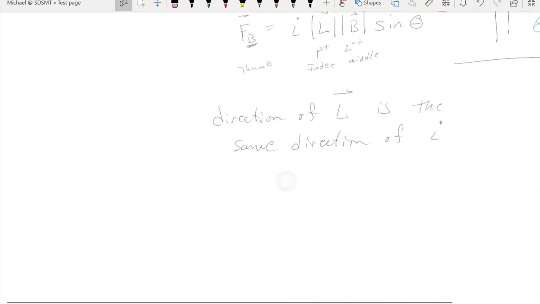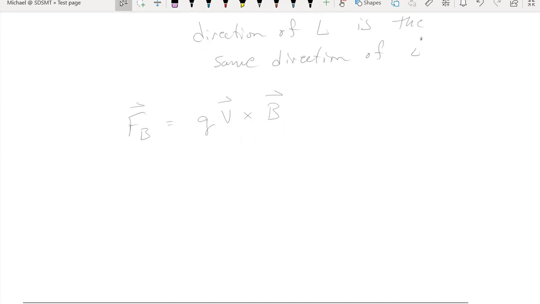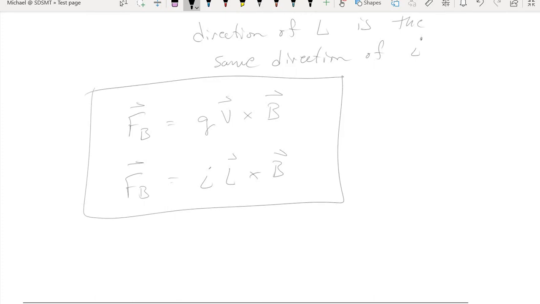So in conclusion, we now have two different ways of establishing magnetic force. We can use the individual charges with their velocities passing through a magnetic field, or we can now apply this to an entire wire carrying current through a magnetic field. All right, that is the end of video 3.